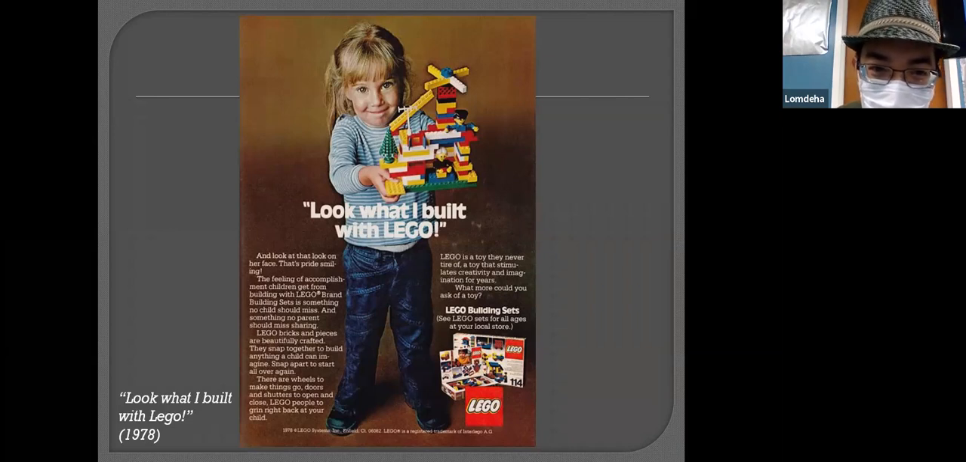Look what I built with Lego. And look at that look on her face. That's pride smiling. The feeling of accomplishment children get from building with Lego brand building sets is something no child should miss, and something no parent should miss sharing. Lego bricks and pieces are beautifully crafted. They snap together to build anything a child can imagine. Snap apart to start all over again. There are wheels to make things go, doors and shutters to open and close, Lego people to grin right back at your child. Lego is a toy that they never tire of, a toy that stimulates creativity and imagination for years. What more could you ask of a toy? Lego building sets. See Lego sets for all ages at your local store.